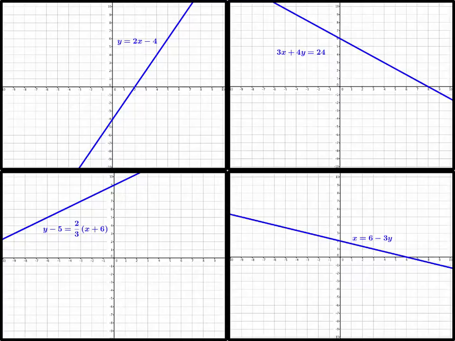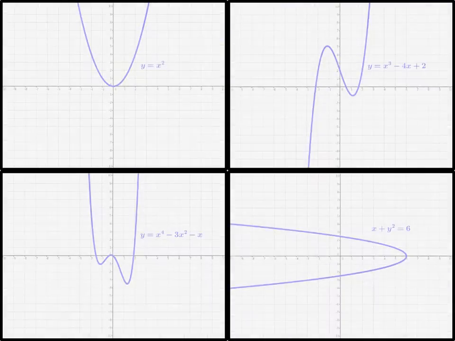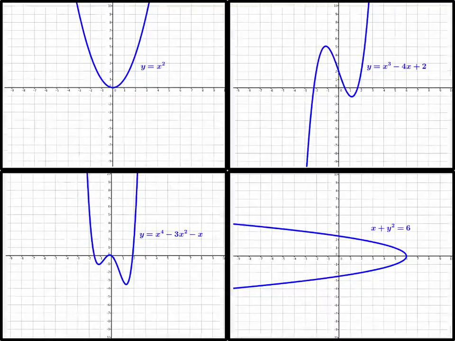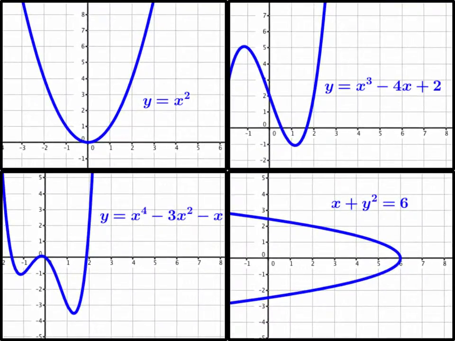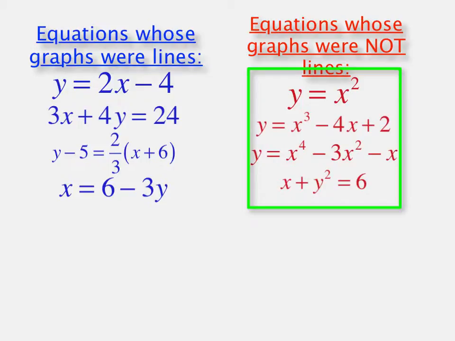So here are four equations along with their graphs that are all lines. Let's look at their equations and see if there are any similarities between them that might help us predict that their graphs will be lines. Okay, now let's look at four different equations and their graphs, all of which aren't lines. Let's compare these four equations to the four that were lines and see if we can figure out anything that's different that might indicate why these will have graphs that aren't lines.